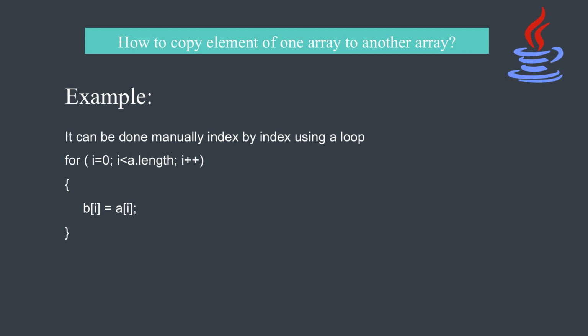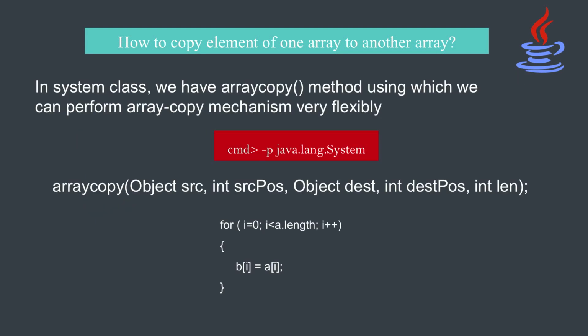However, we have a predefined method, arraycopy. This method belongs to the System class, using which we can perform the array copy mechanism very flexibly with multiple options. If you see the description of the System class, you just need to type in the command prompt java.lang.System, which belongs to the java.lang package. So in the java.lang package we have the arraycopy method. It takes 5 input parameters.